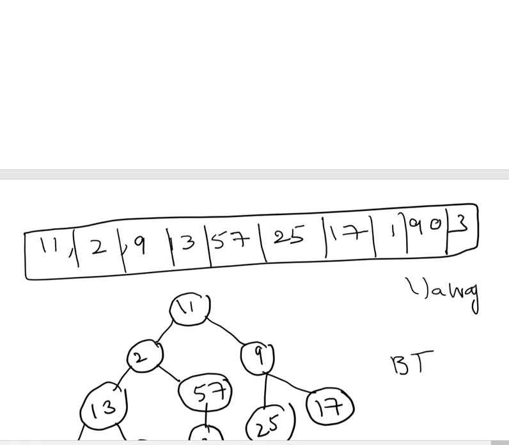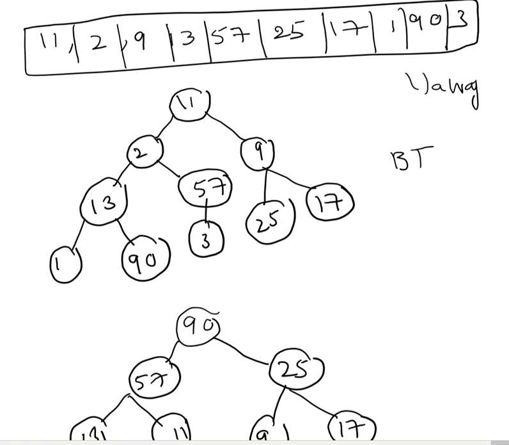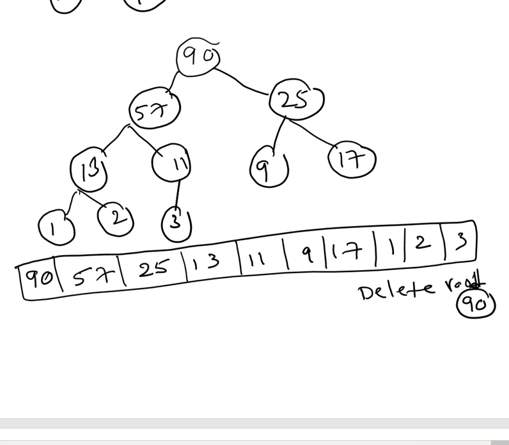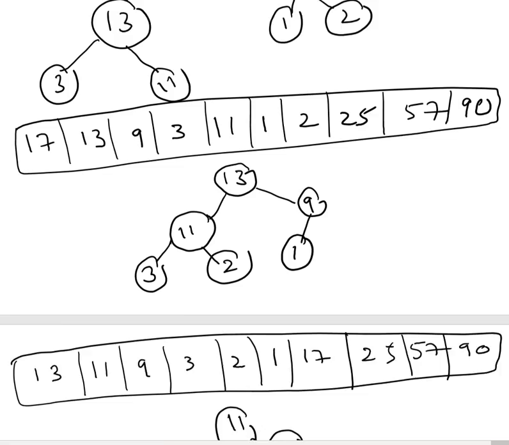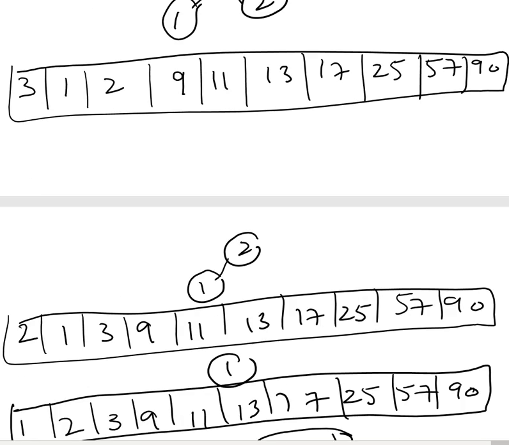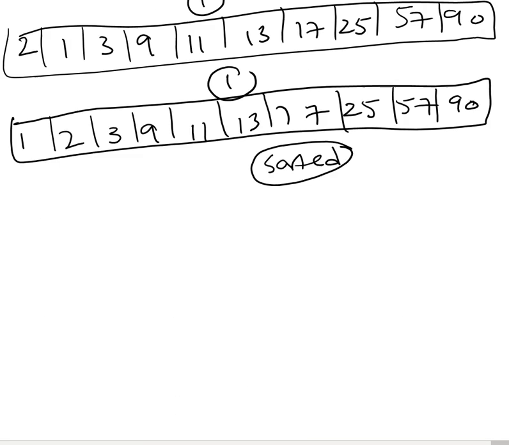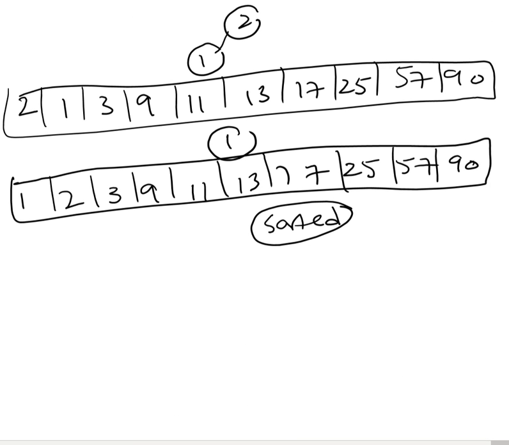Suppose these are the elements, and we have drawn the heap here. Then after deleting element 90, again the root will be here. Then the root 57 will be deleted. Simultaneously repeat all the steps, and finally you will get the sorted array. This is heap sort.